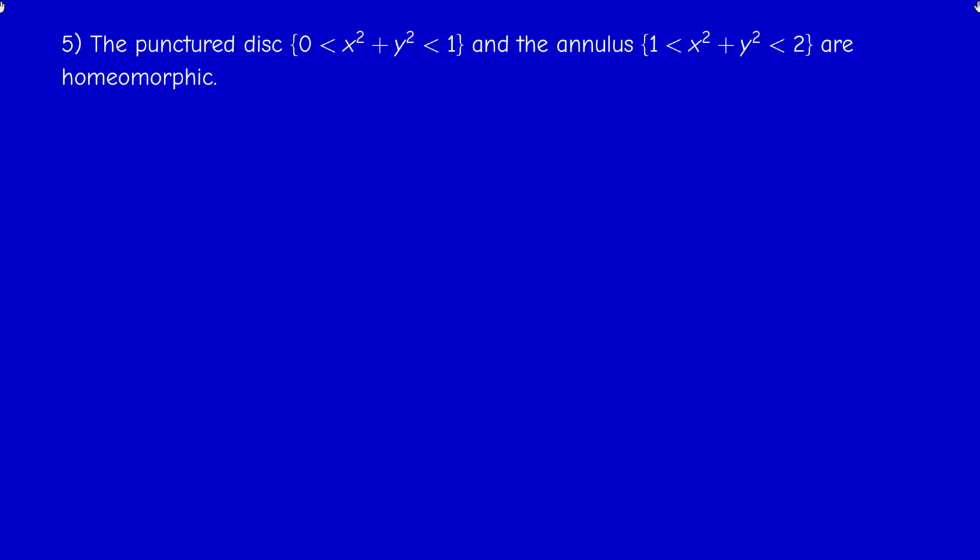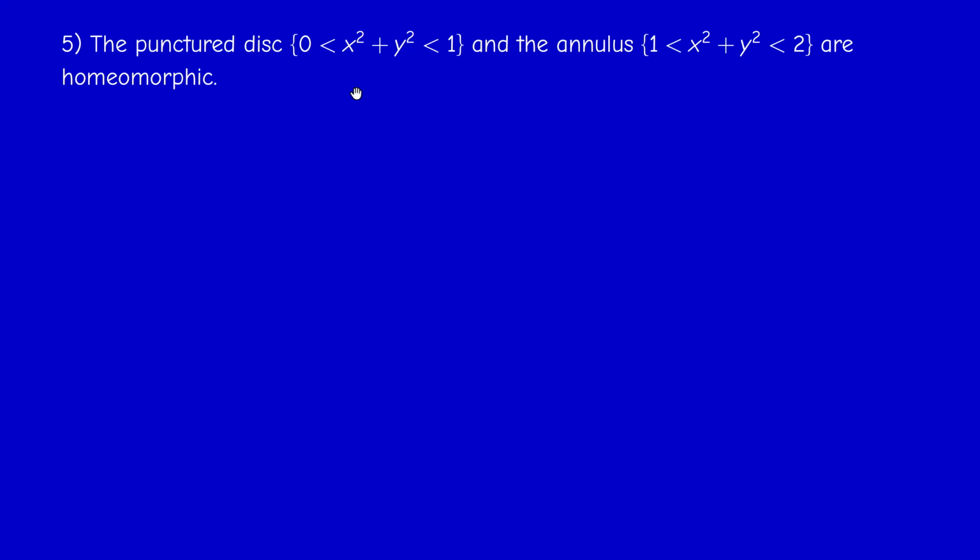Okay, another example, the punctured disk. So the unit disk without its center. The equation is x squared plus y squared less than 1, the open disk from which I remove the center. So please draw a picture. So this punctured disk and the annulus, which is the part between two disks. We are outside the unit disk and inside the disk of center 0 and radius 2. So these two shapes are homeomorphic, are the same actually.